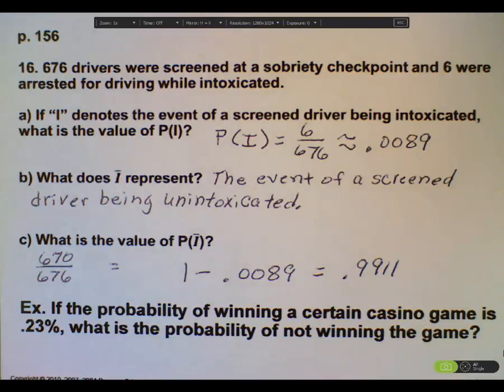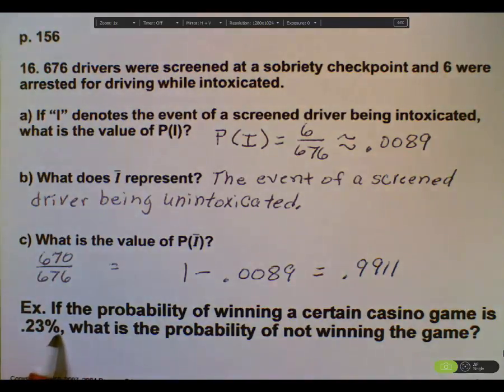One other example I added to this page just because some people get stumped when you have a decimal within a percent. That shouldn't matter. To remove the percent sign, you still have to move the decimal 2 places to the left. The question is, if the probability of winning a certain casino game is 0.23%, what's the probability of not winning the game?